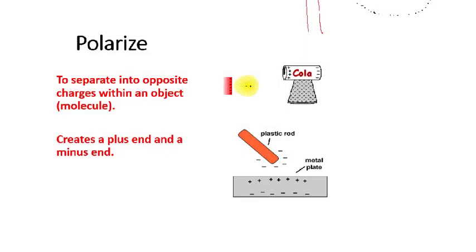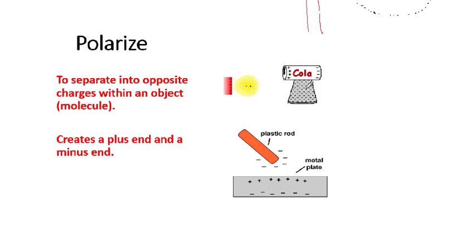The words polar and polarize tend to be used more in chemistry, but in electricity we're going to hear them a lot, so I want to review them. Polarize is the act of making something polar, and something that's polar has a plus and a minus side. So when you polarize something, you're separating it into opposite charges within the same object or molecule or even atom.